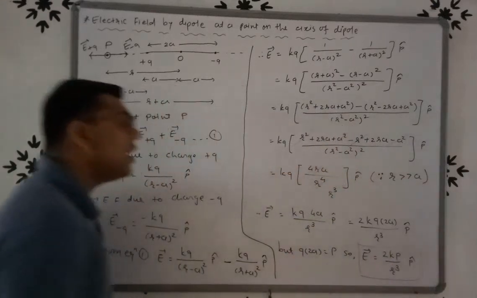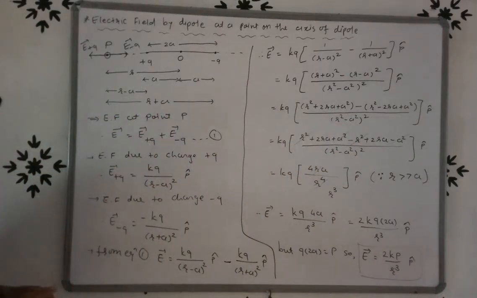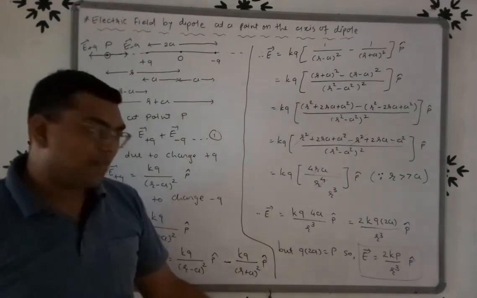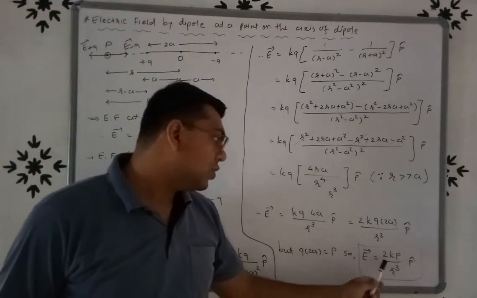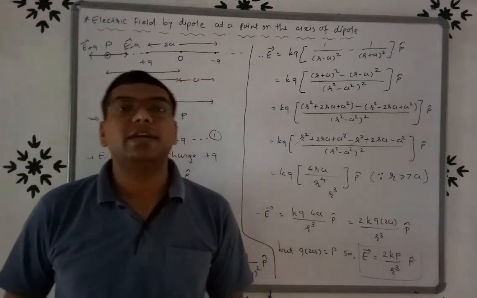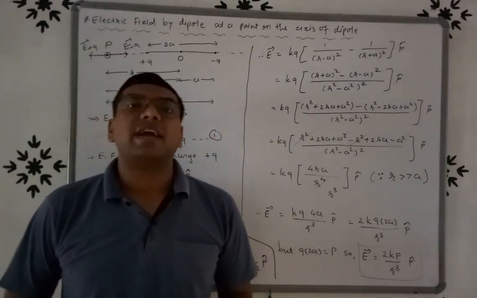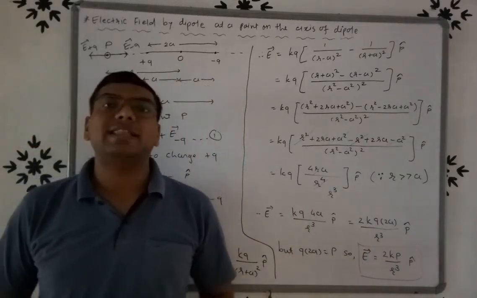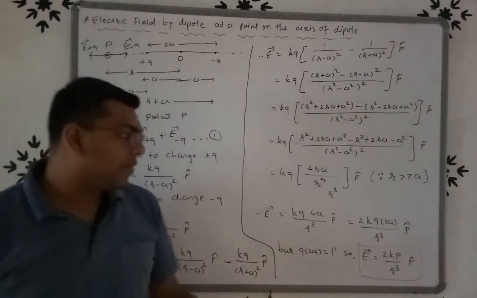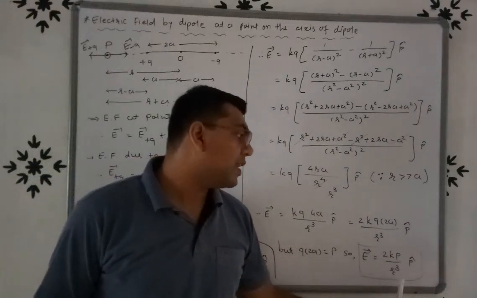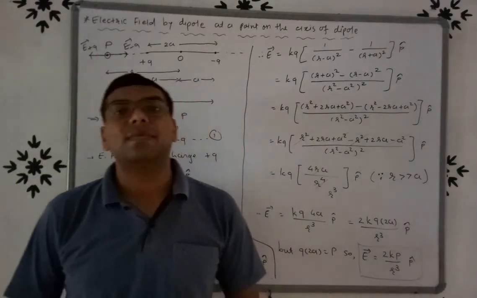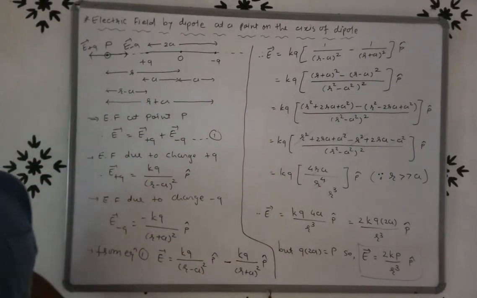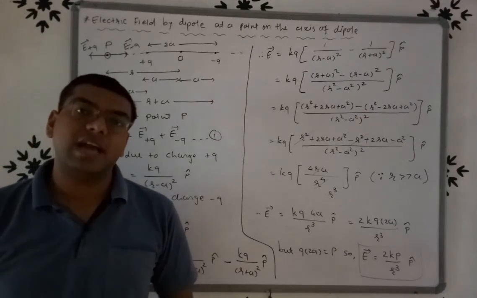So electric field by a dipole at a point on the axis of the dipole is given by vector E is equal to 2kp upon r cube into p cap. Friends, you have to remember this formula. Electric field on the axis of a dipole is given by 2kp upon r cube into p cap, right? So this is the electric field by a dipole at a point on the axis of the dipole. Okay.